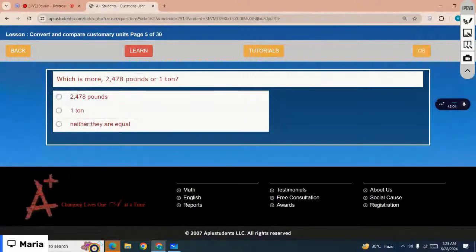Which is more, 2,478 pounds or 1 ton? Which is the correct option? 2,478 pounds is more than 1 ton, right? Because in 1 ton you have 2,000 pounds.